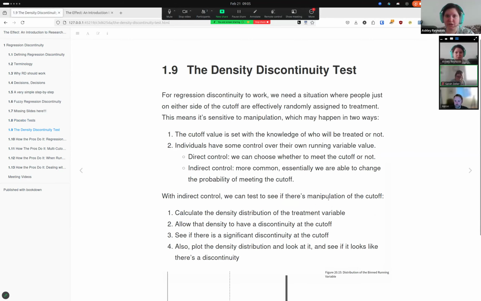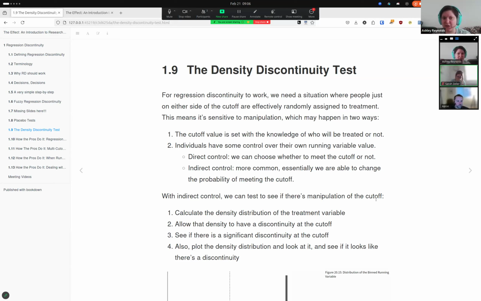So the next thing we're going to talk about is the density discontinuity test. Basically, this is another thing where we're making sure that our regression discontinuity is working properly. So for RD to work, we need a situation where people just on either side of the cutoff are effectively randomly assigned to the treatment. This means that the whole enterprise is very sensitive to manipulation.